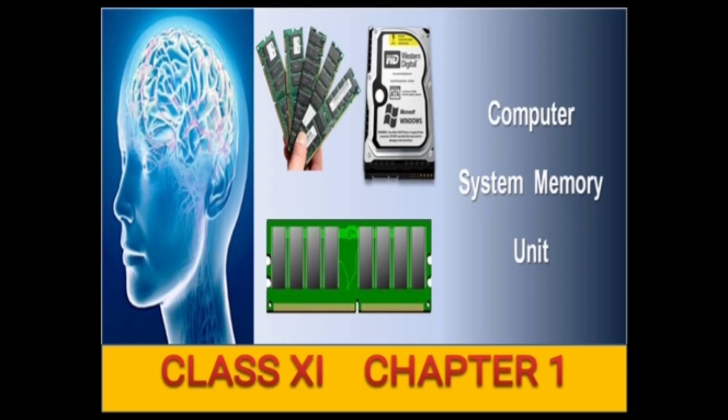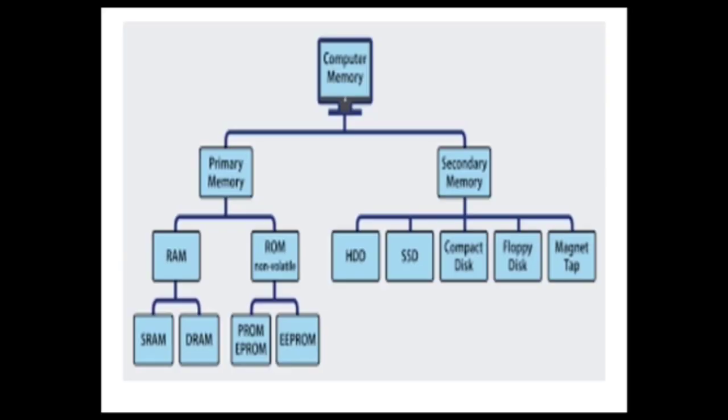You all know that memory plays a great role in the computer organization. Without a computer's memory, we cannot do even a single task. So, when we talk about computer memory, it is divided into two parts, primary memory and secondary memory. Today we will discuss in detail about RAM.